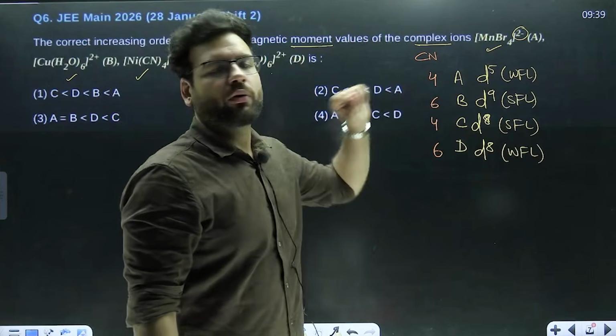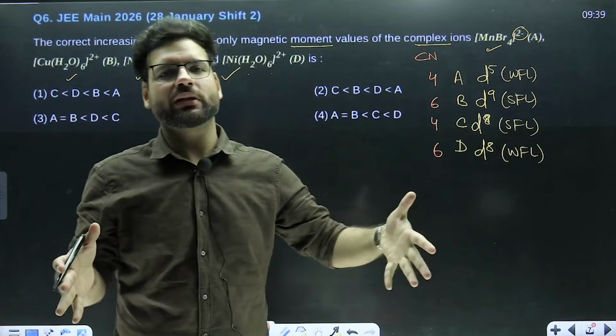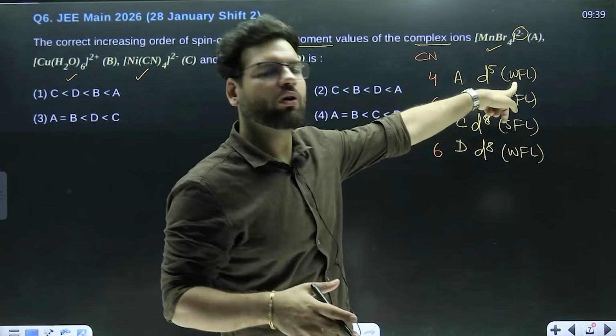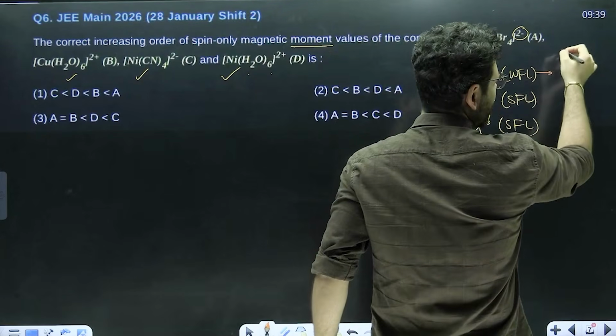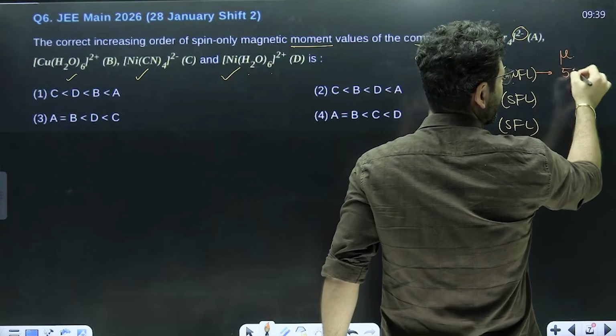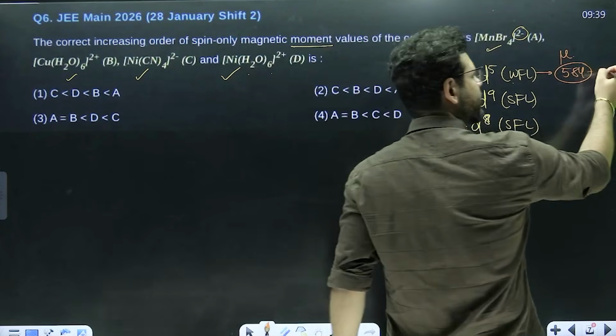When it comes to coordination number 4, d5 means all the 5 d orbitals are singly filled. Weak field ligand will not cause any forceful pairing. So all 5 will remain unpaired. Magnetic moment will come 5.84 Bohr magneton. And hybridization will go for sp3, tetrahedral.